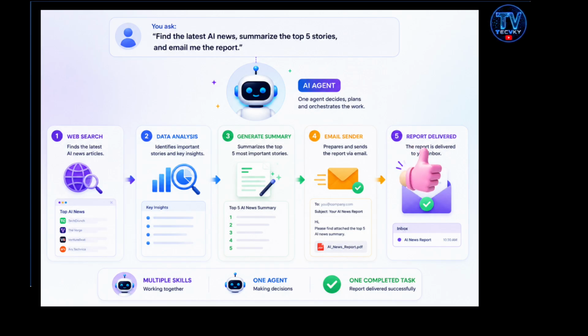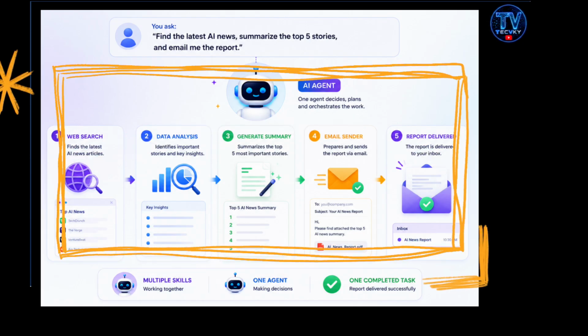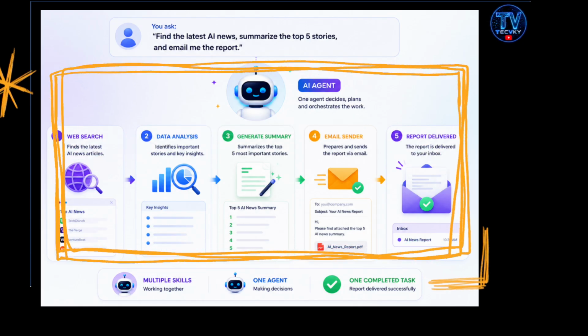Okay, an AI agent is like a project manager. Skills are the specialists. The manager decides what needs to be done and the specialists perform the work. So remember, a skill is a reusable capability that allows an AI agent to perform a specific action. The agent provides intelligence, the skills provide execution, and together they transform AI from simply answering questions into actually completing tasks.